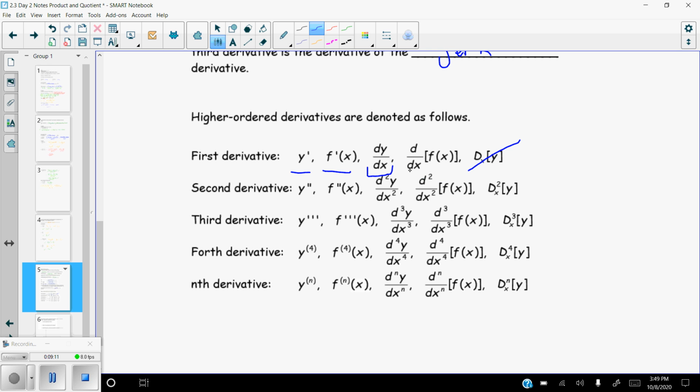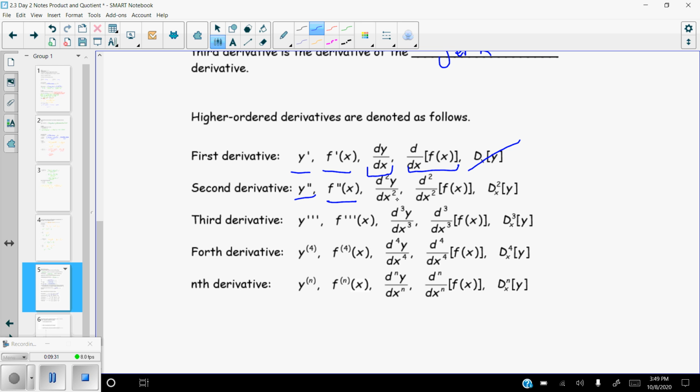The second derivative then is going to be denoted with a double prime, so two prime symbols. So y double prime, f double prime. When you go to the dy over dx notation, the 2 actually goes in between the d and the y on the top, and then after the x on the bottom. There is a reason for that.